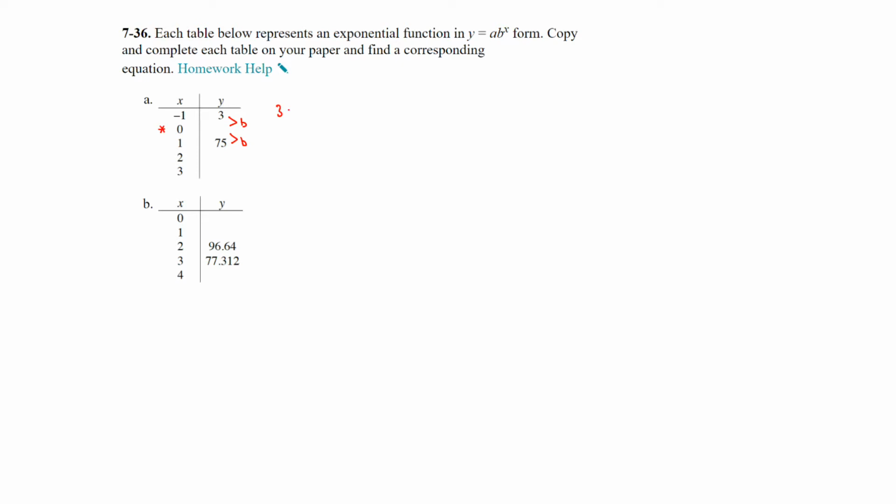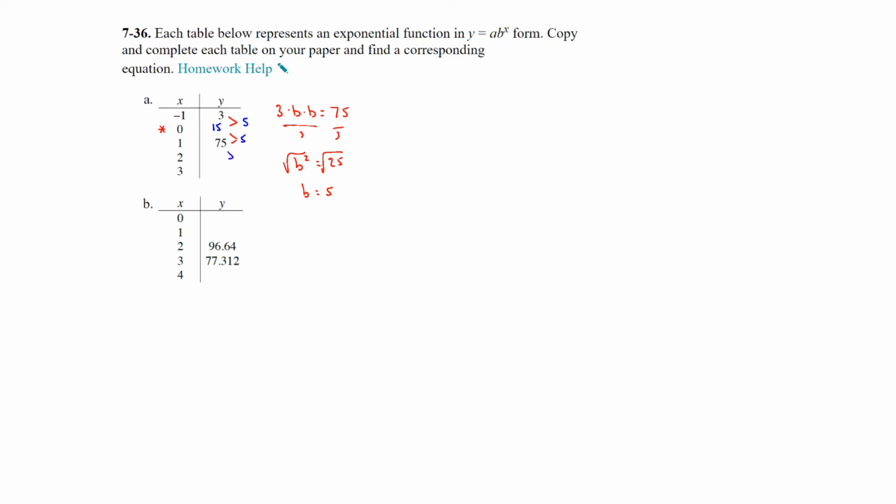So 3 times b should equal 75. So we can divide by 3, and that gives us b times b, or b squared, is equal to 25. And then what number times itself gives you 25? B would be equal to 5. So now we have the multiplier, and now we can just multiply 3 times 5 to get the value. So we'll take this b away, and we'll change it to a 5. So 3 times 5 is 15. 15 times 5 is 75.